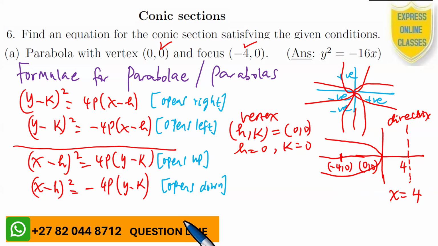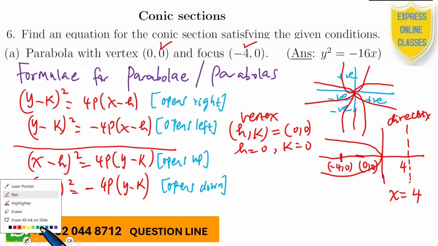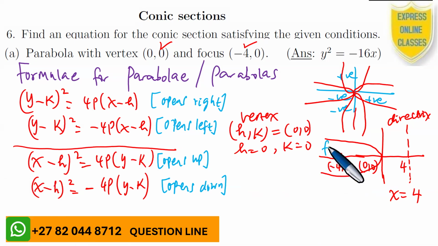Okay. Now look at the fact that this one is our focus. Okay, so we need to understand what is happening. Every parabola has one focus, but our ellipse has two foci. Right.